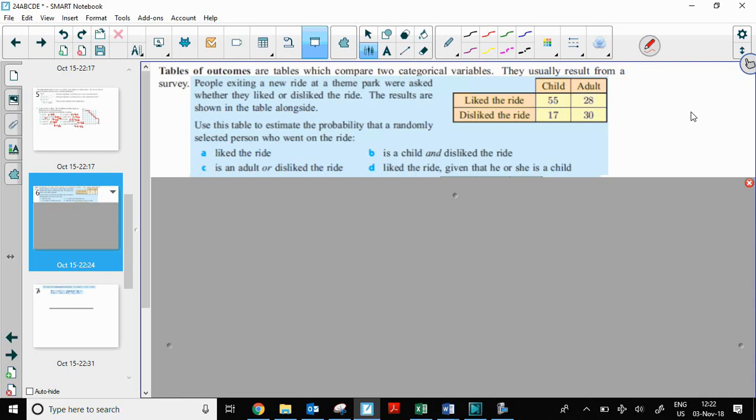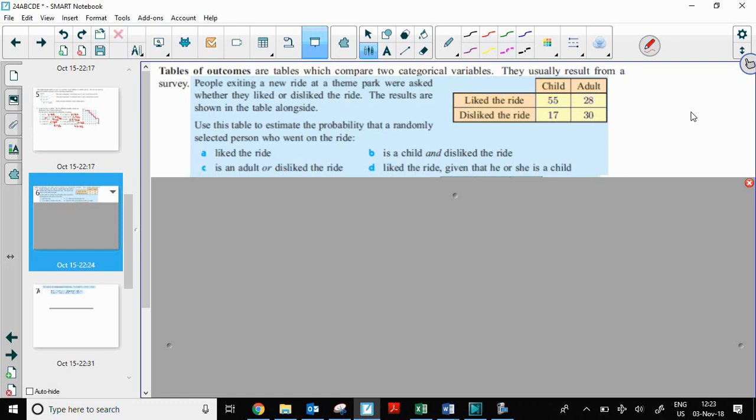And we're now in section D, continuing with the illustrations of sample spaces. Here's a table of outcomes, very similar to a 2-dimensional grid, except this data is pulled from surveys or some situation in which we can break down people into various categories and then tally up how many people fall into those categories, and then we see how those categories interact with each other. So here we have children and adults, and we're assessing whether they liked or disliked some ride that they went on. Just want to point out one thing about the vocabulary of the question here.